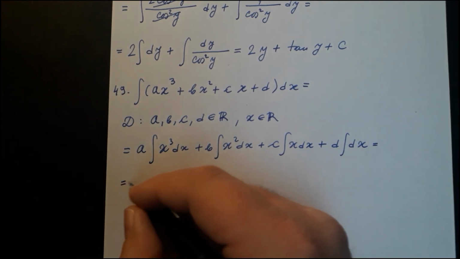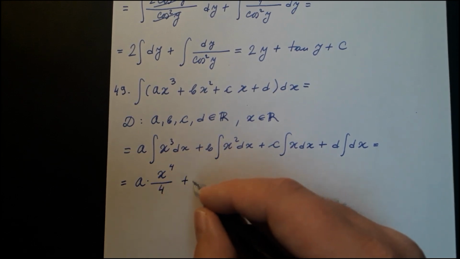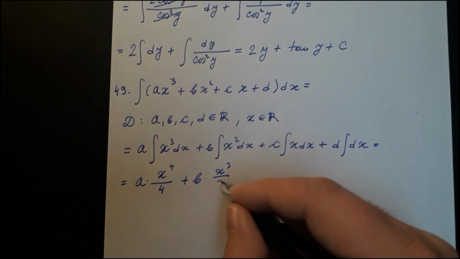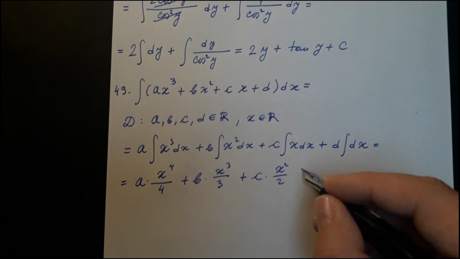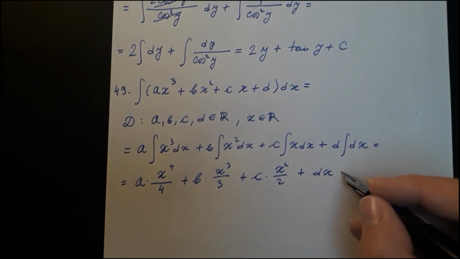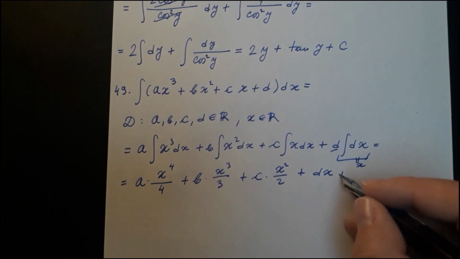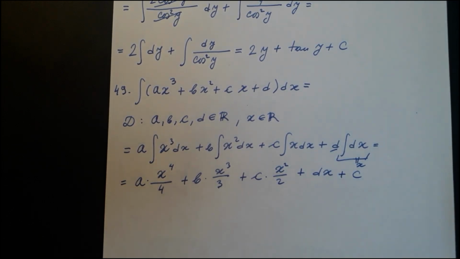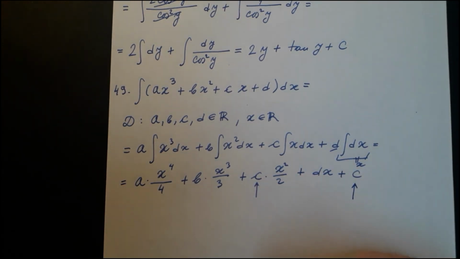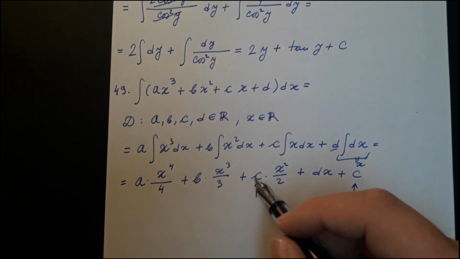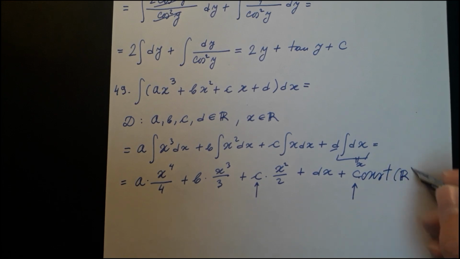This is then equal to a times x to the power 4 divided by 4 plus b times x cubed divided by 3 plus c times x squared divided by 2 plus d times x, and plus an arbitrary constant c. Just a little note, this c is different from this c. This is an input of our problem, and this c is just a constant which is a real number.